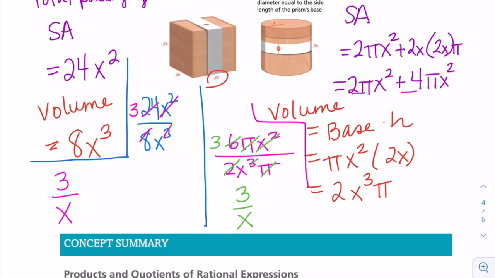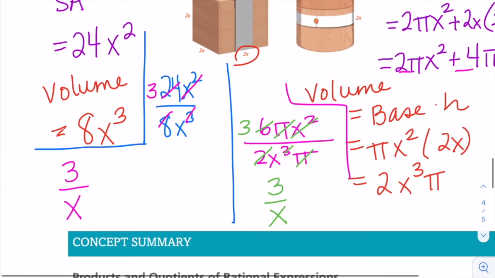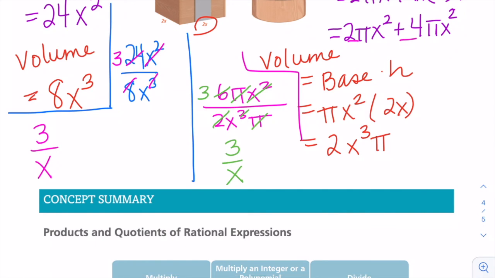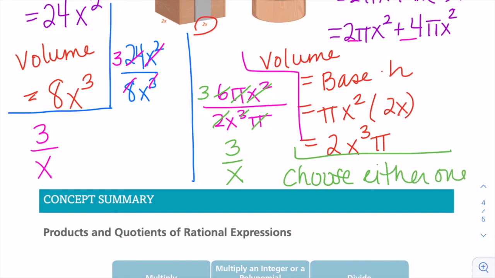So even though they have different shapes, the proportion is still the same. So it means that the efficiency rate would be the same. So if you have x for the volume, it's going to be a ratio of 3 for the surface area. So you could say choose either one. They have the same efficiency rate.